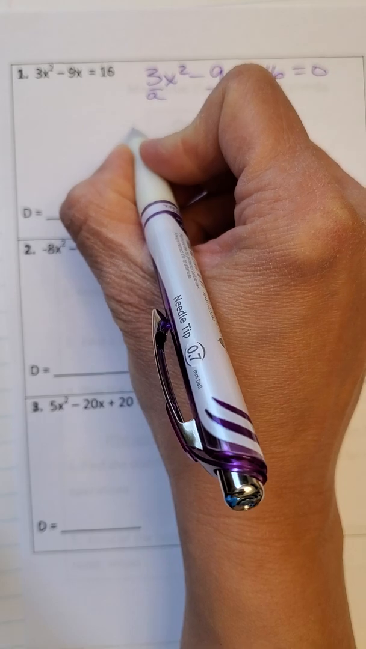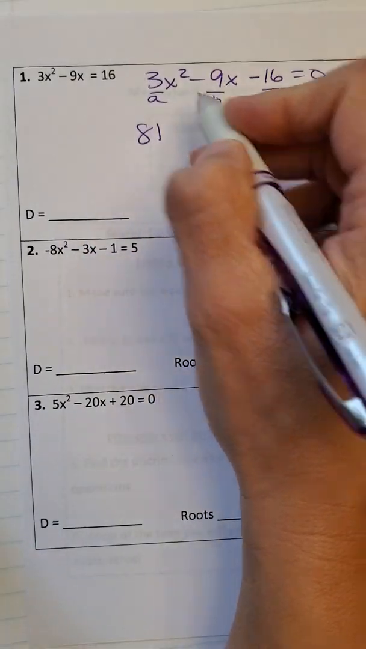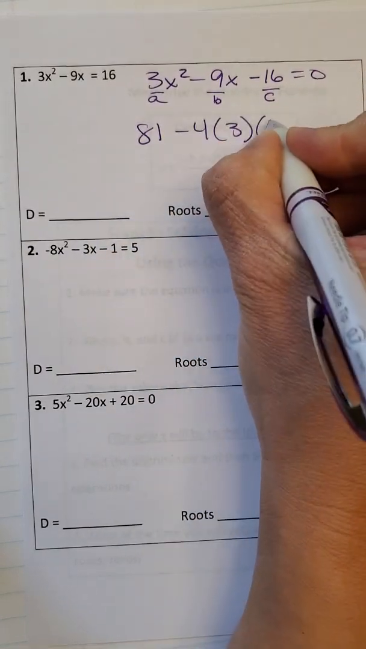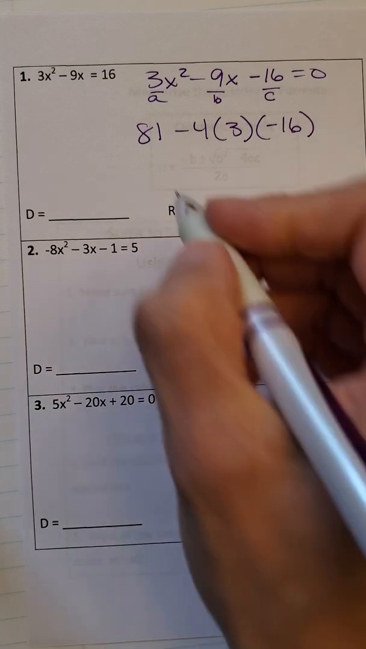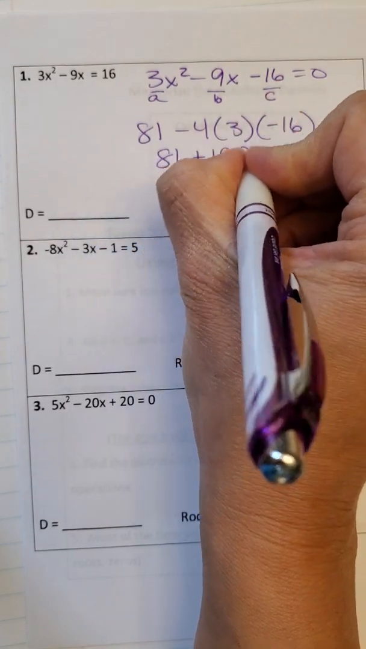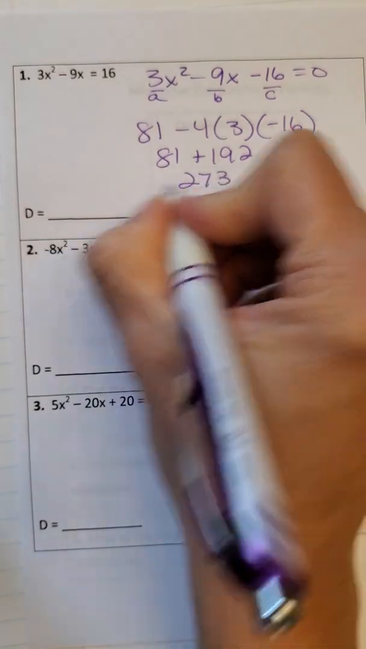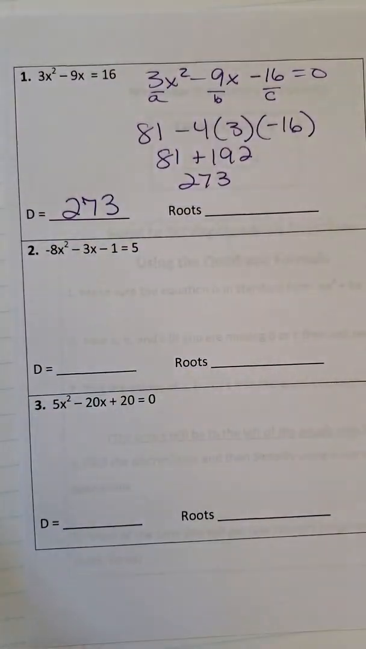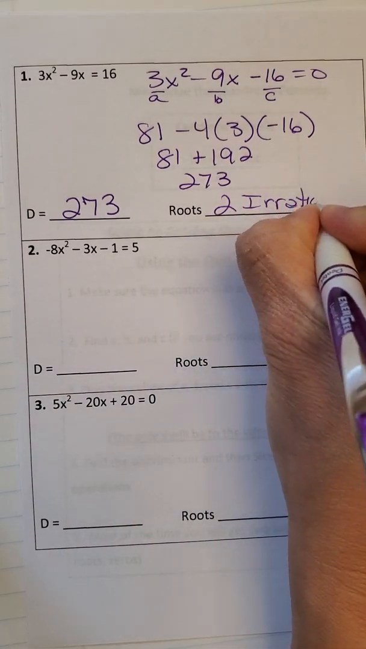It's B squared, that's negative 9 squared, minus 4 times A, which is 3, times C. So what is that? 12 times 16 is 192. So I have 81 plus 192, and that equals 273. So my discriminant is 273. Then I've got to look through all my options. It's positive, and it's not a perfect square. So that means I have 2 irrational roots.